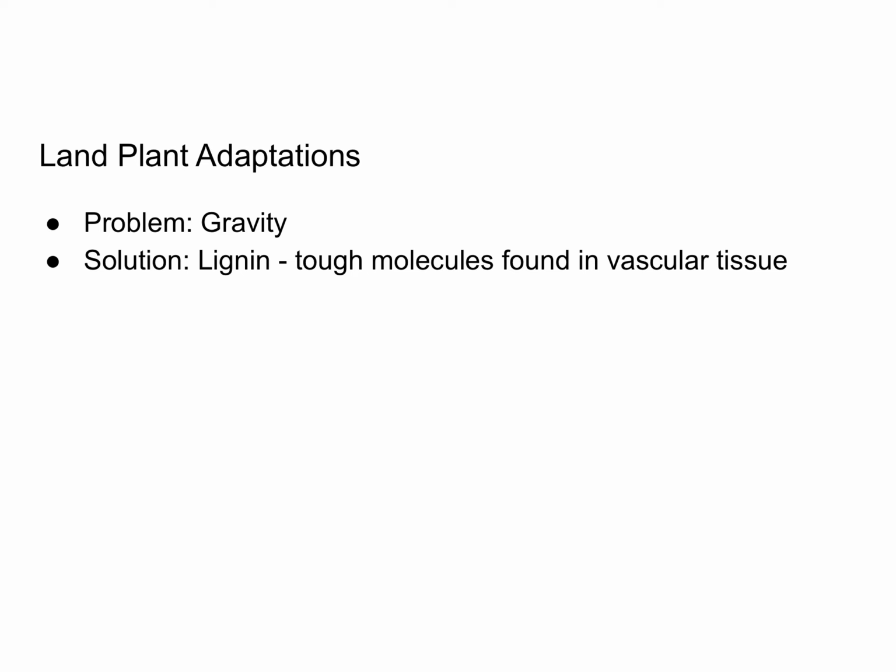Another problem that land plants had to face is gravity. So remember, water provides buoyancy for things like algae, but on land, if plants wanted to be able to grow tall, they needed to have something to support them. The cells in the vascular tissue actually contain this polymer known as lignin, and it's a tough molecule that helps to give the cells of the vascular tissue support so that a plant can grow tall.